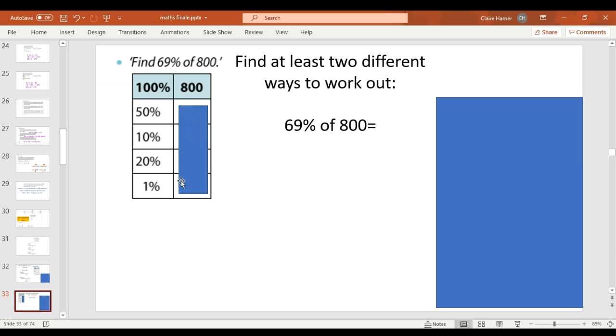And when you've got your information over here, I want at least 2 different ways to work out 69% of 800. And remember that every time you do a method, you should get the same answer. So if you get different answers, you need to check where you can find out what's gone wrong. When I reveal the answer, I'm going to reveal 3 different ways. See how many you can find. And think about which one you prefer for this question. Pause the video and have a go.